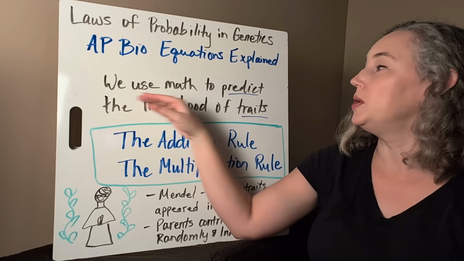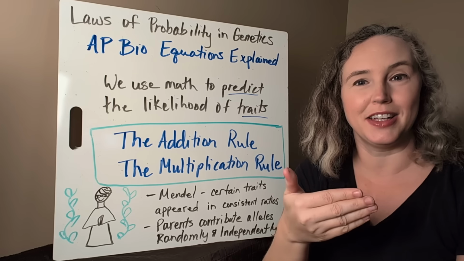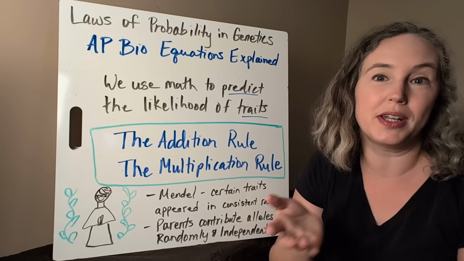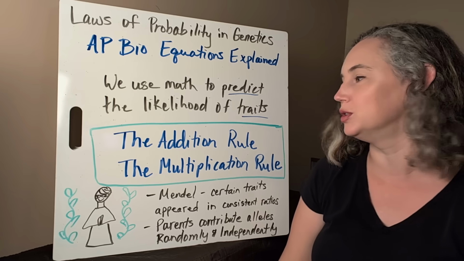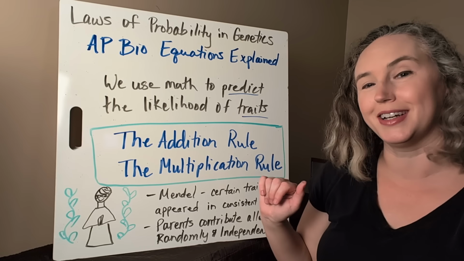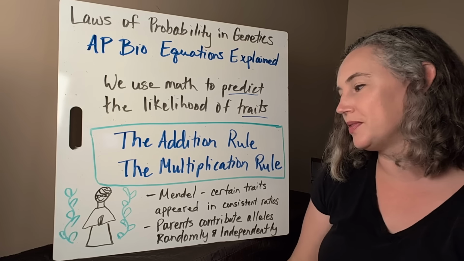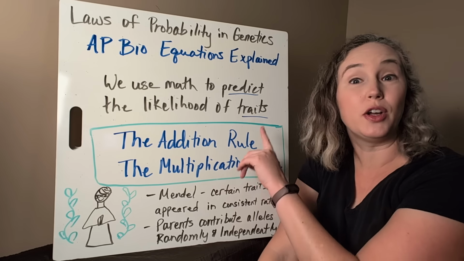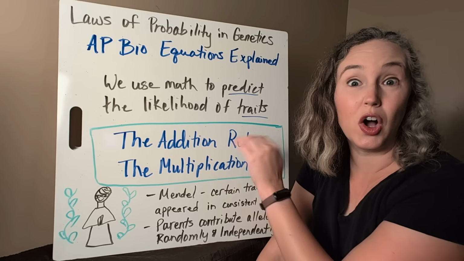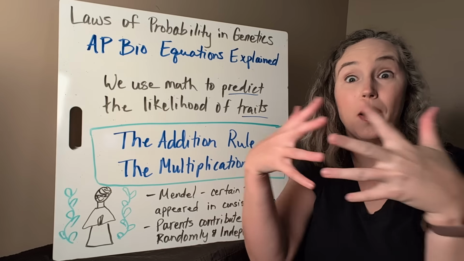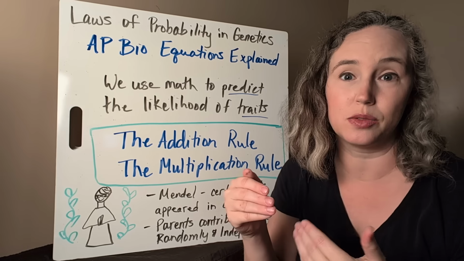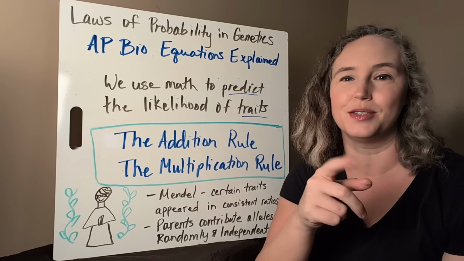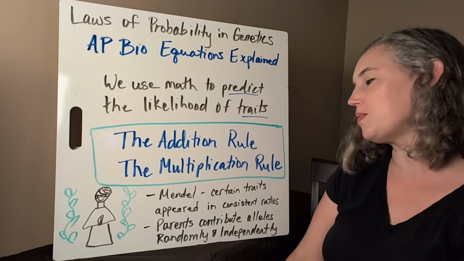In genetics, we use math to predict the likelihood of traits in offspring given certain parents. And we do this using two mathematical rules, the addition rule, which we'll look at next, and the multiplication rule. If you want to, you can jump ahead. There are slides on these and on combining. We're going to combine the two rules, and then later we're going to do some practice problems. So jump to wherever in the video is most helpful for you.